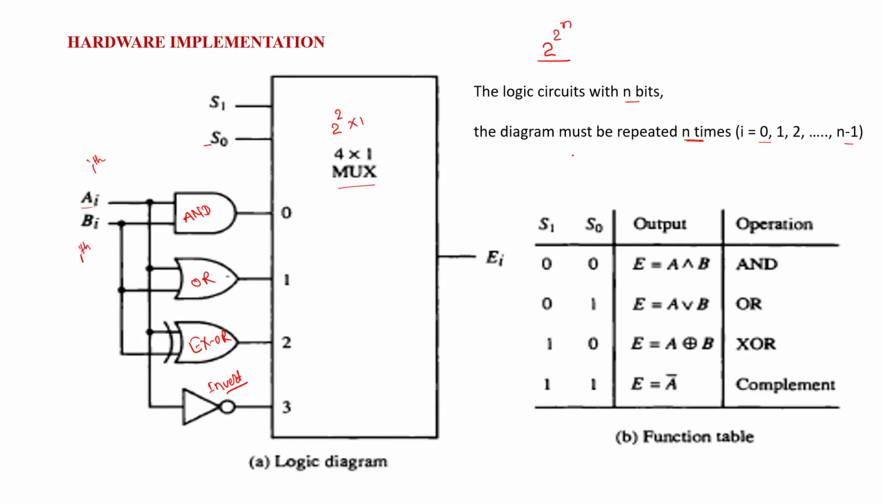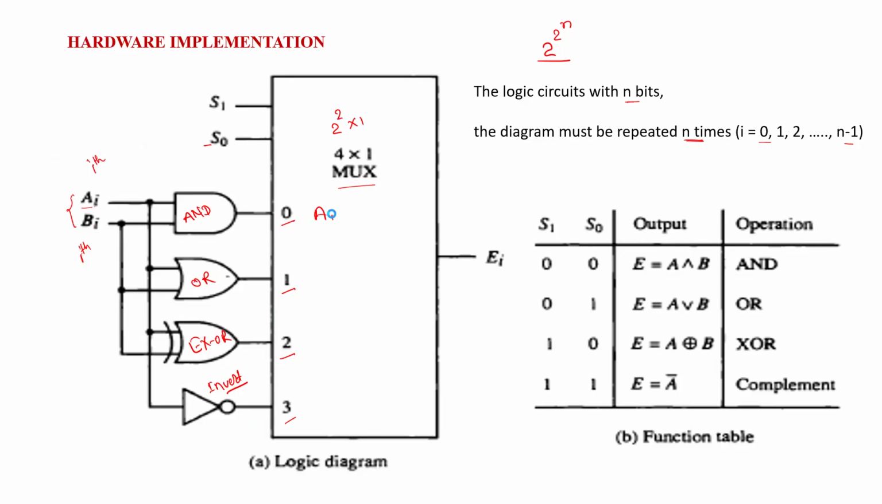Now in this situation, look at the selection lines and this connection. The output of the AND gate is connected to port 0, the OR gate to port 1, XOR to port 2, and the inverter to port 3. The inverter means complement. So when the selection line is 0, 0, the output performs the AND operation.